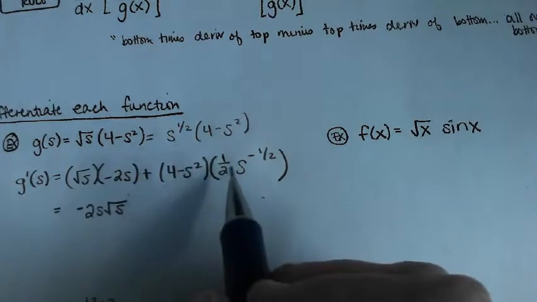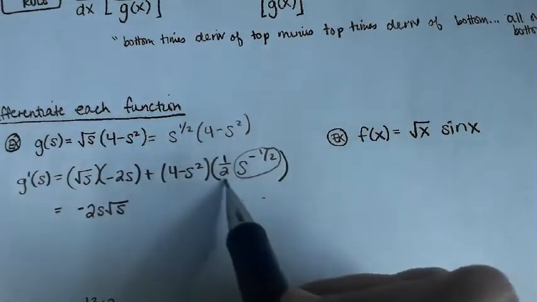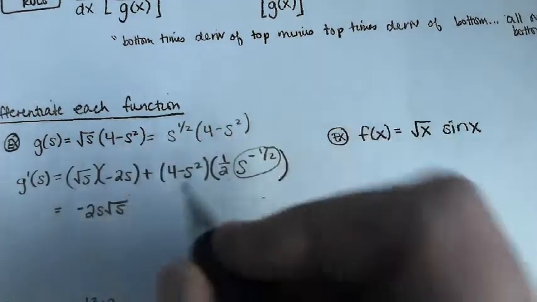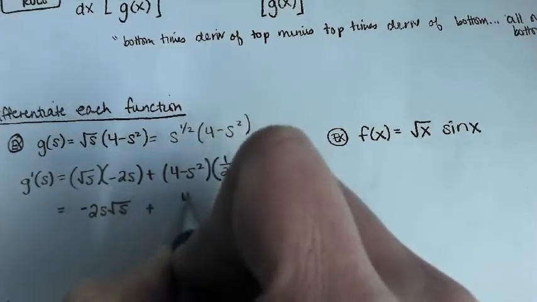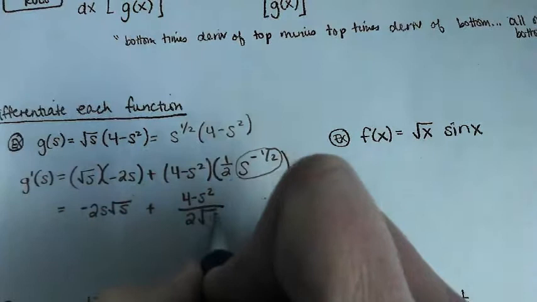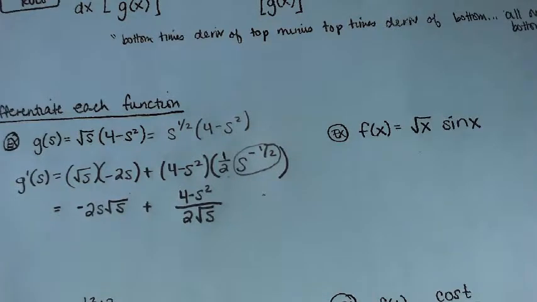And then your second term, this is going to move to the denominator with the 2. And then the 4 minus s squared is still on the numerator. So plus 4 minus s squared is on your numerator over 2 root s on your denominator. And then we can find the derivative at any s value. Okie doke.